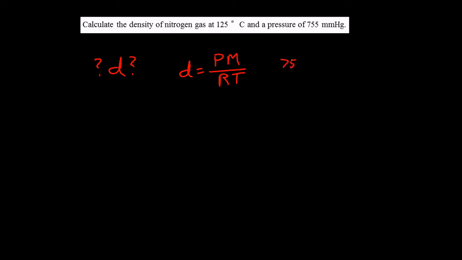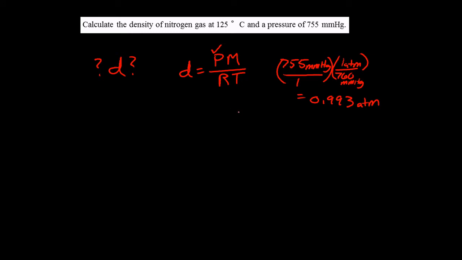So that is 755 millimeters of mercury. And if you go back and check, 760 millimeters of mercury is the same as 1 atmosphere. And so that is going to end up being 0.993 atmospheres. All right. So we know our pressure, and we have it in the correct unit.